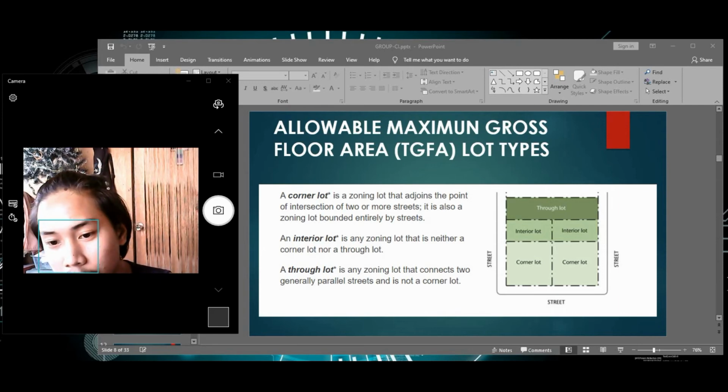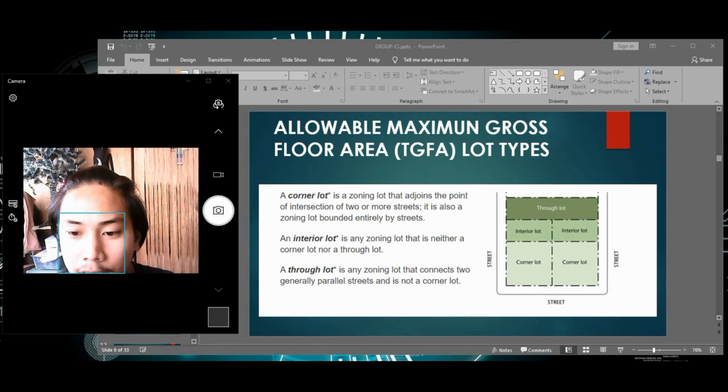So next, an interior lot is any zoning lot that is neither a corner lot nor a through lot.